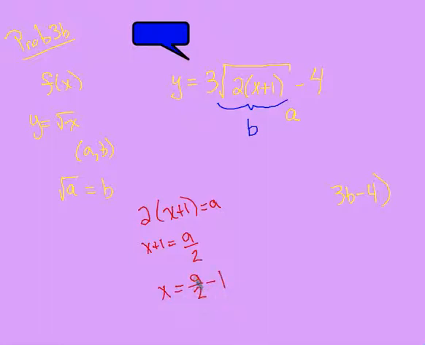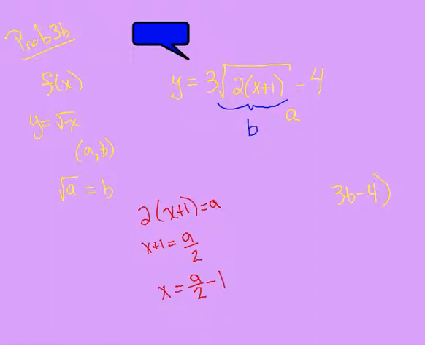Right? So it's going to be a over 2 minus 1, so that when I plop this in, the a over 2 minus 1 gets 1 added to it, which makes it a over 2, and then it gets multiplied by 2, which makes it a, which then makes the square root of a b, and then what spits out is 3b minus 4.